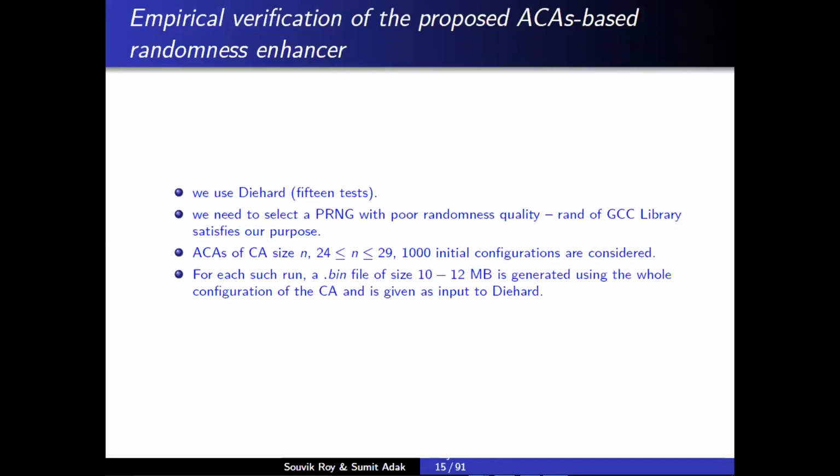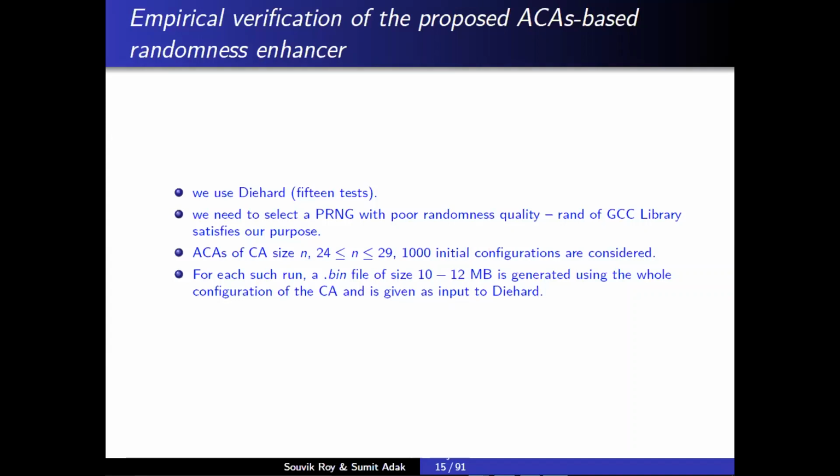Now back to the technological purpose. For this randomness enhancing we use some standard techniques. We use Diehard for our test base, which has 15 tests, and we also need to select a PRNG with poor randomness quality, because in fully asynchronous CA we have to select one cell randomly. For this internal randomness we have to select one random number generator, and let us see the improvement in that random number generator from my fully asynchronous system.